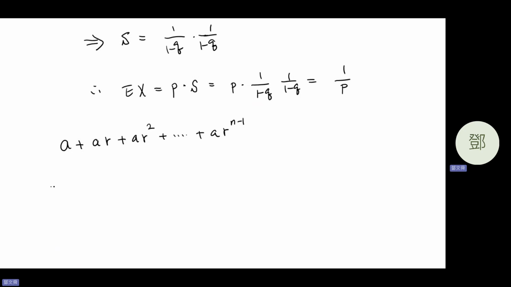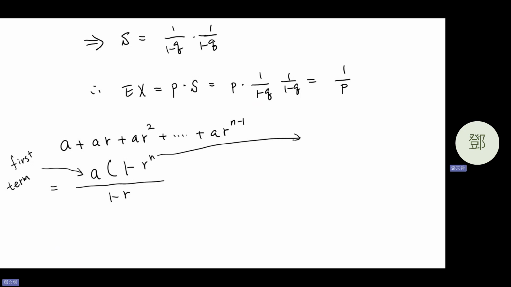So it is equal to the formula: a, the first term, always the first term, times 1 minus r to the power of the number of terms, divided by 1 minus the common ratio r. The number of terms is equal to n. Why? Because the exponents go 0, 1, 2, all the way to n minus 1.